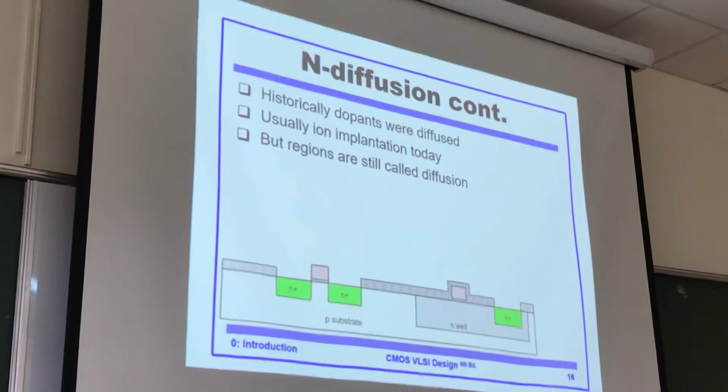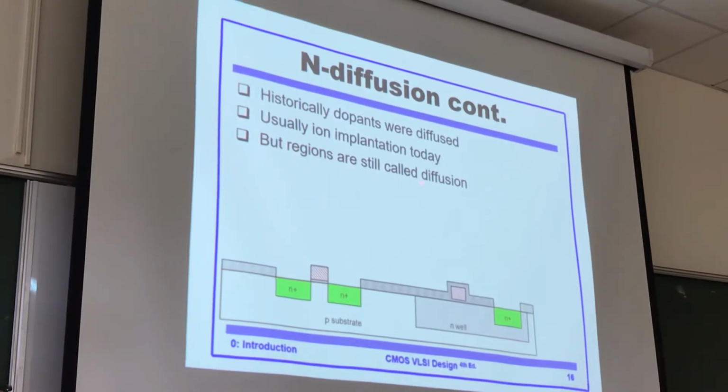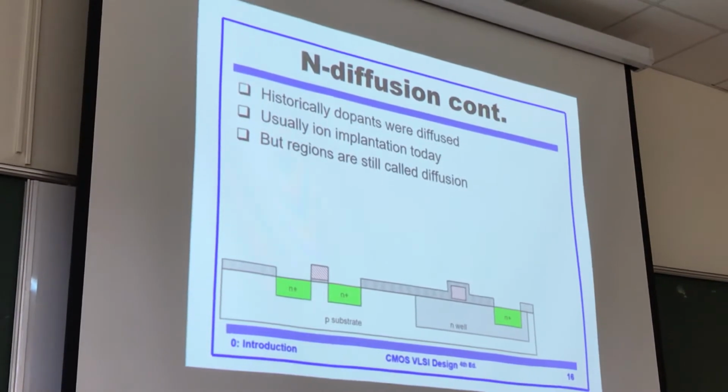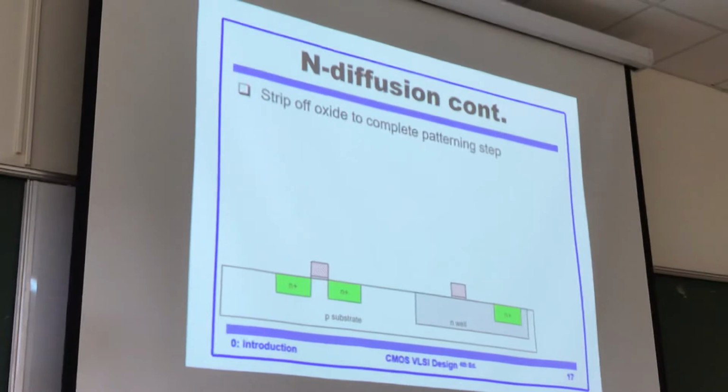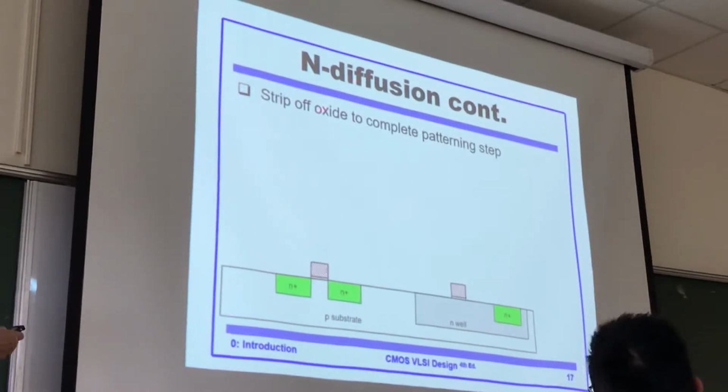Open, diffuse. Nowadays it is ion implantation, but the regions are still called diffusion in terms of the name. And after that, strip the oxide to complete the patterning step. Again, we remove the oxide material.